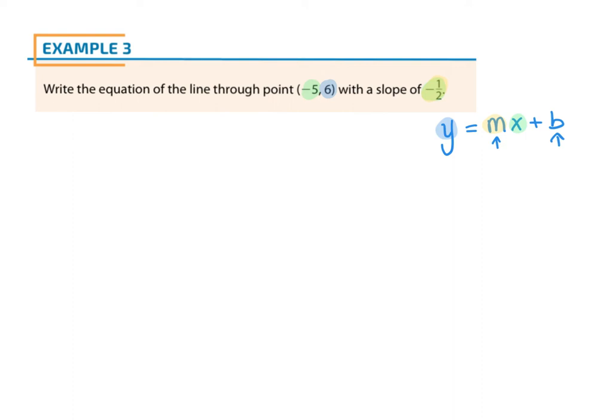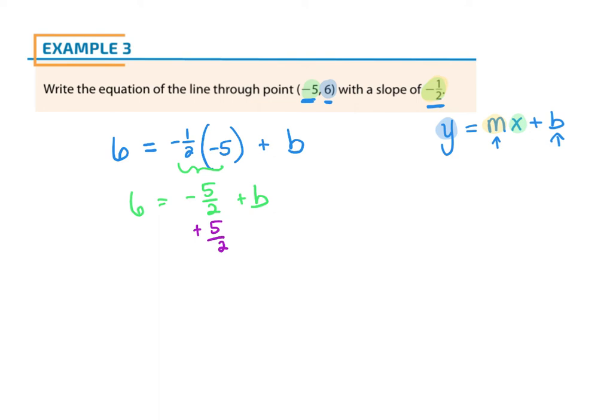And so if I take this, I would say y, well, my y is 6. So 6 equals m. My slope is negative 1/2. X, my x is negative 5. And I do not know my b. So then you just solve for your b. You're going to multiply your negative 1/2 and your negative 5. And then you're just going to add that guy over or subtract depending on what you have here. In this case, add your 5/2.